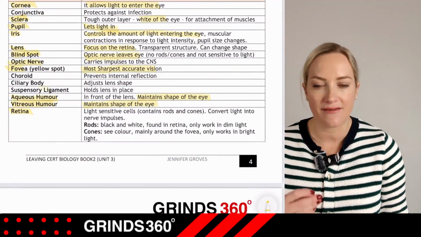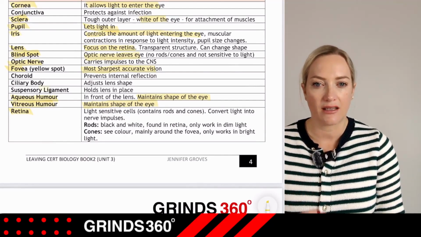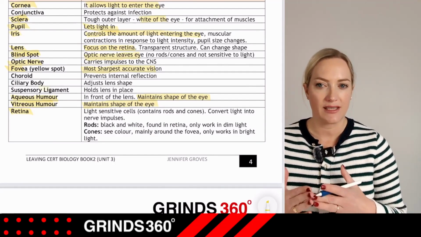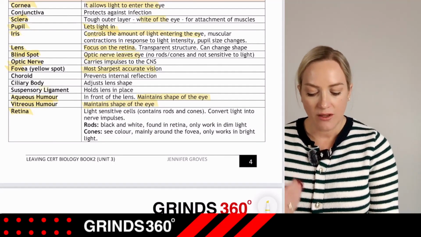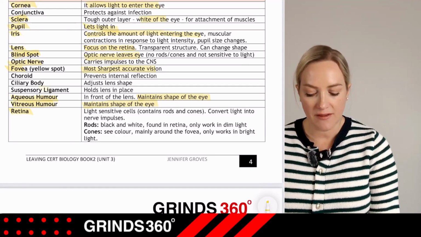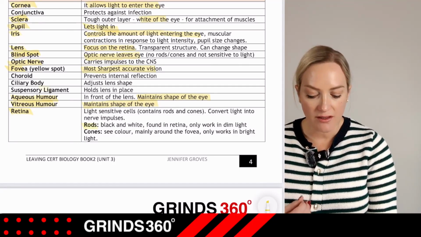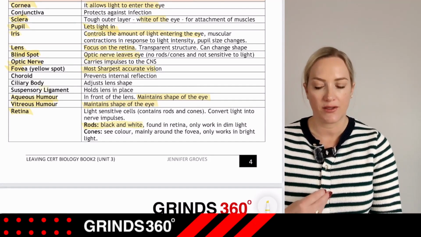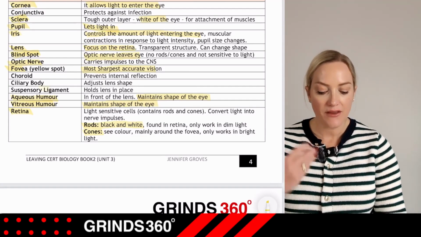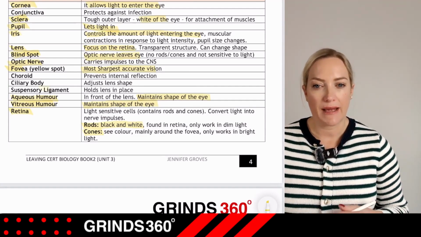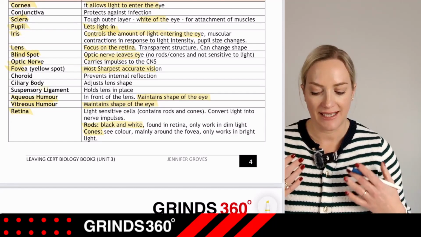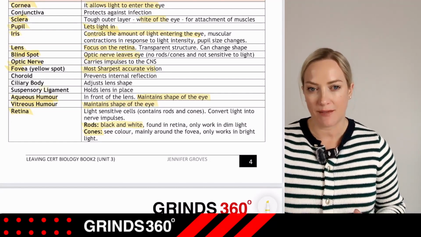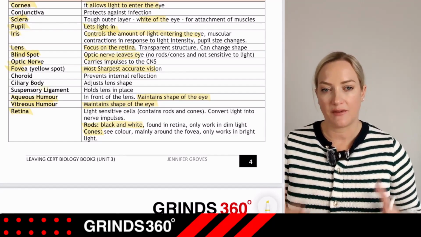It has light sensitive cells. So in here we have our rods and our cones. What they are going to do is convert light into nerve impulses, which will send those impulses up towards the optic nerve. Now, the rods, we need to know this. This is a type of cell found within the retina. The vision of the rods is black and white, so it only works within dim light. The cones see colour. There are many of them around the fovea, and they work best in bright light. So you have to be able to label the eye and give the functions of the eye.